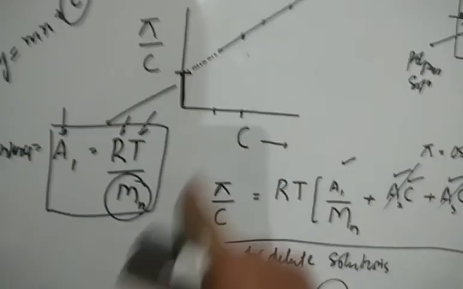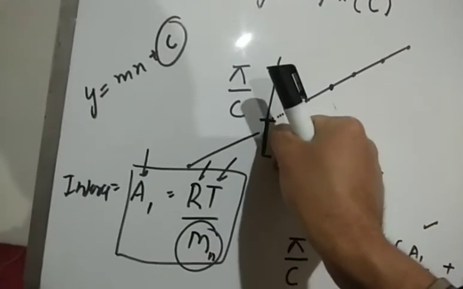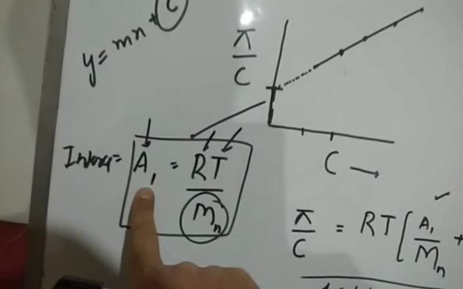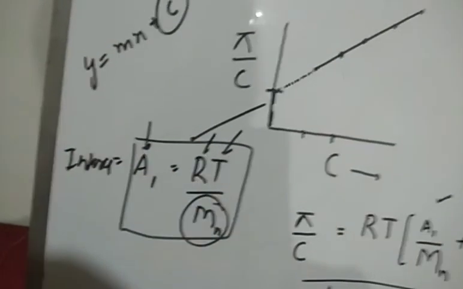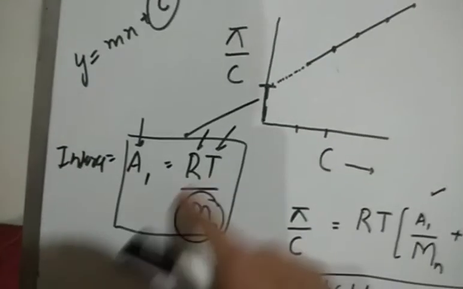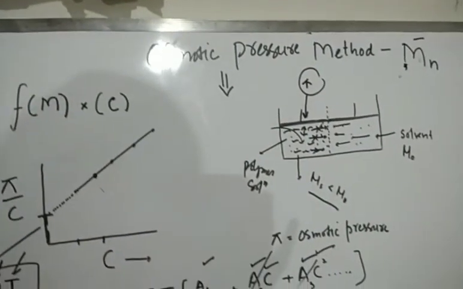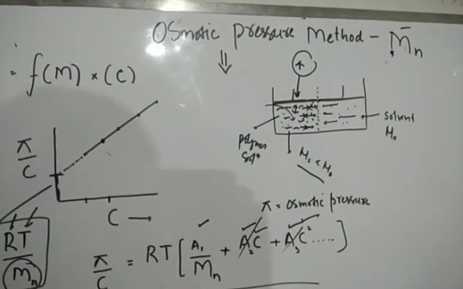So if we plot pi by C versus concentration, you will get this straight line, and then you extrapolate this graph to zero concentration and you will get this intercept. That intercept is your virial coefficient, that is RT by M. So from this equation, when you know the intercept from the experiment, the R value, the universal gas constant, and the temperature, you will easily get the molecular weight, that is the number average molecular weight. So this is the osmotic pressure method for calculation of number average molecular weight. This is all about this method.